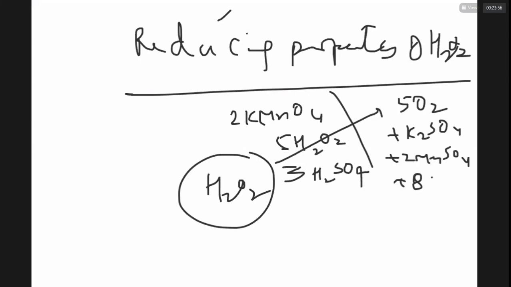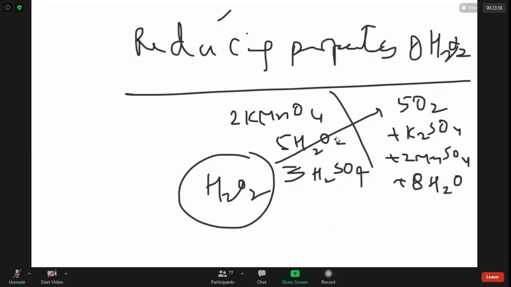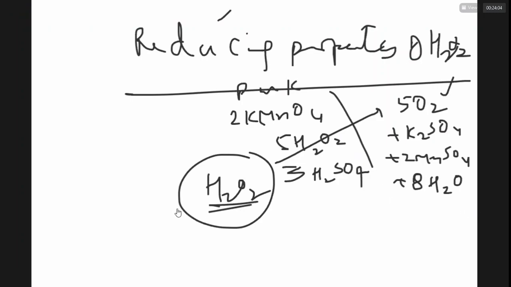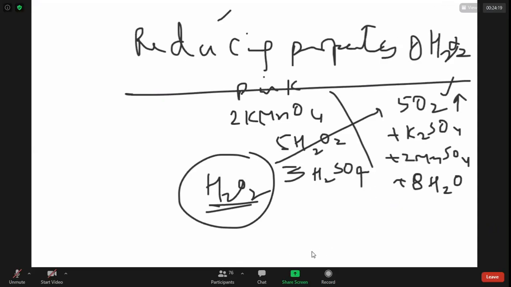No need to worry about the entire reaction. You should notice that when permanganate, which has a pink color, reacts with H2O2, the color is lost and oxygen gas is evolved. A lot of oxygen gas is evolved. In fact, it is a method to make oxygen very easily at your home. You buy an H2O2 bottle, just pour it in permanganate, which is also available in a medical shop. Immediately you get oxygen gas.